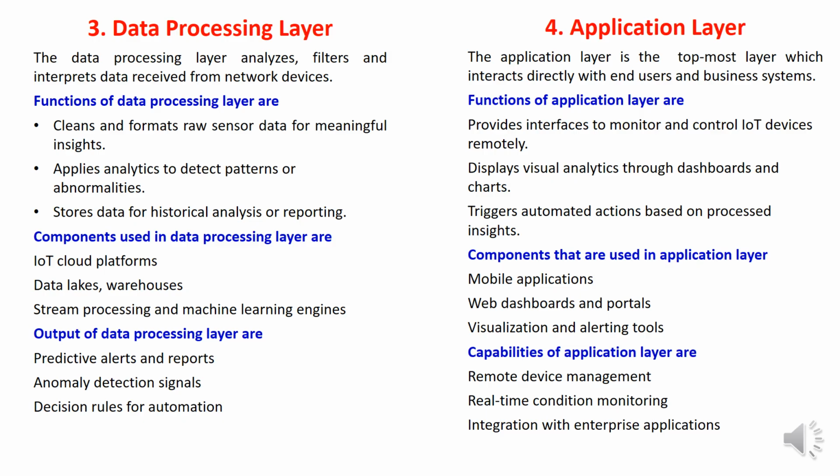The application layer is the topmost layer which interacts directly with end users and business systems. Functions of the application layer are: it provides interfaces to monitor and control IoT devices remotely, displays visual analytics through dashboards and charts, triggers automated actions based on processed insights.